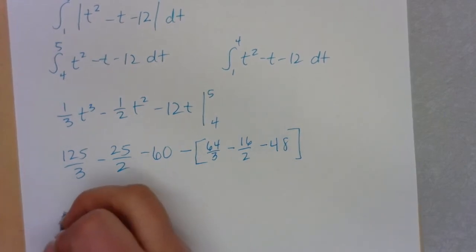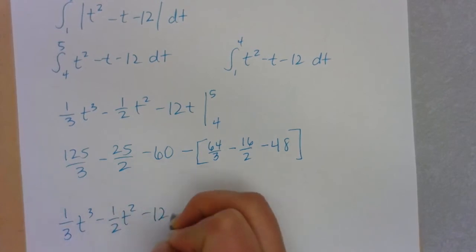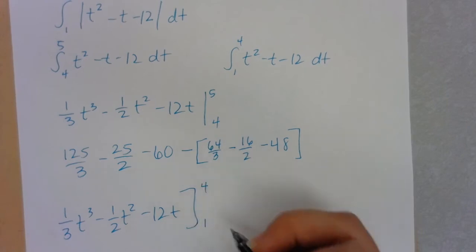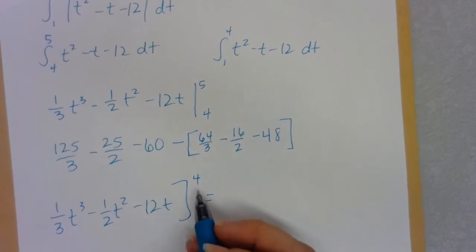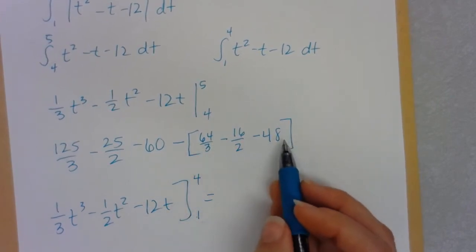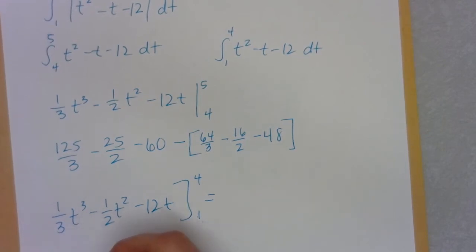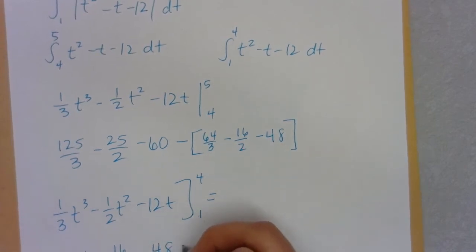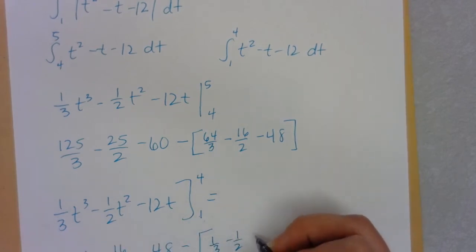And then I'm also going to do the same thing. I'm going to evaluate from 1 to 4. We always say the bottom one first. Okay, so when I plug in the 4, I've already plugged in the 4, so I get exactly the same thing again: 64 over 3 minus 16 over 2 minus 48. And then I'm going to subtract 1, and I'm going to get 1/3 minus 1/2 minus 12.